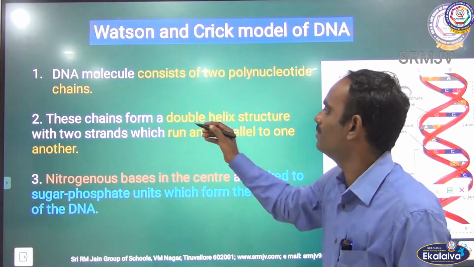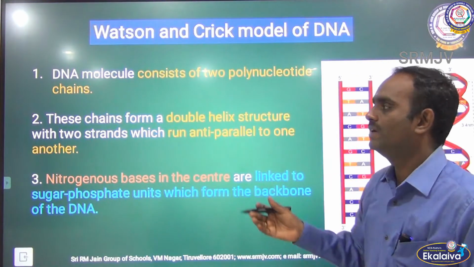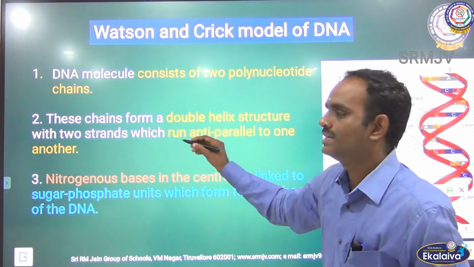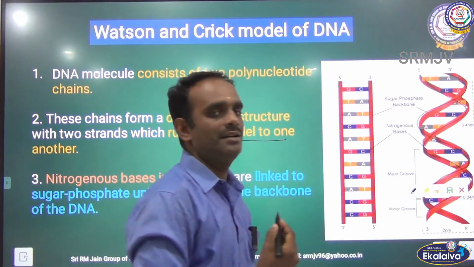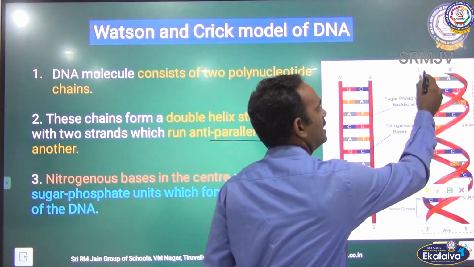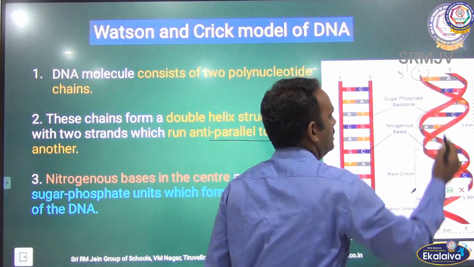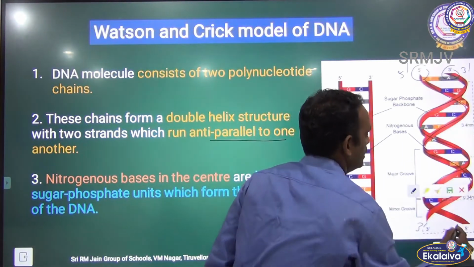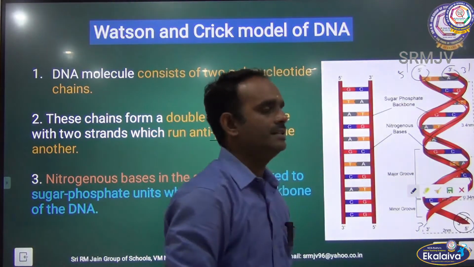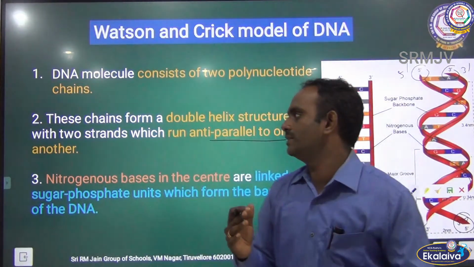These chains form a double helical structure with 2 strands which run anti-parallel to one another. Anti-parallel to one another means one strand runs from 5' to 3' and the other strand runs from 3' to 5'. So, it is anti-parallel to one another.